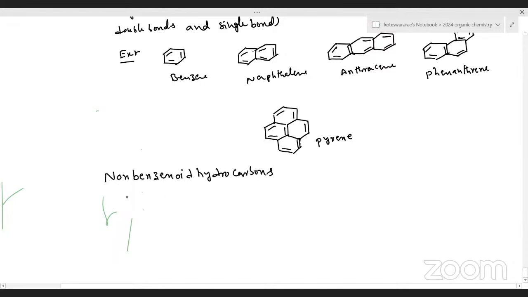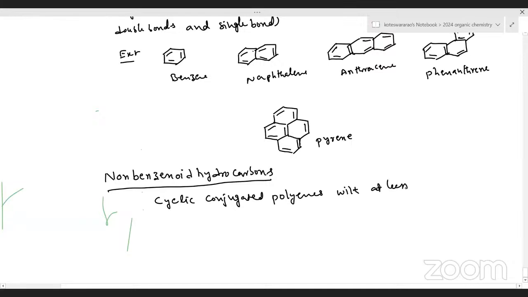The definition: hydrocarbons, cyclic conjugated polyenes with at least one ring that is not a benzene ring. Such rings are not benzene rings.